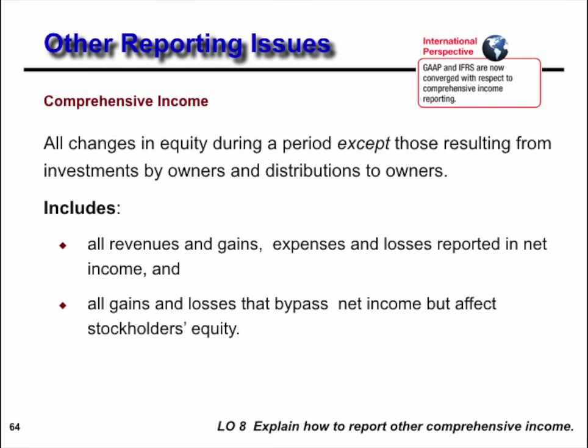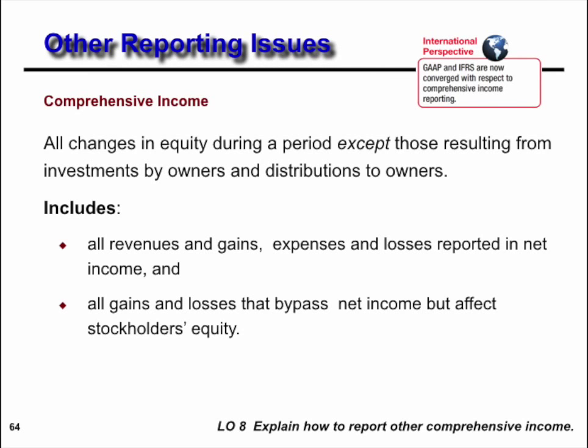Now let's talk about the comprehensive income. Comprehensive income is a net change in equity for a period, not including any owner contributions or distributions. In other words, it includes all revenues, gains, expenses, and losses incurred during the period, as well as unrealized gains and losses during an accounting period. In this sense, it gives external users a full view of all accounts that affect equity during the period.